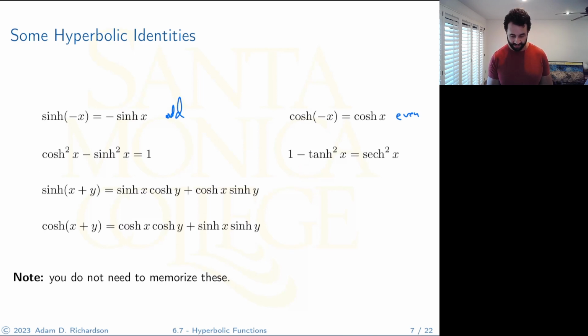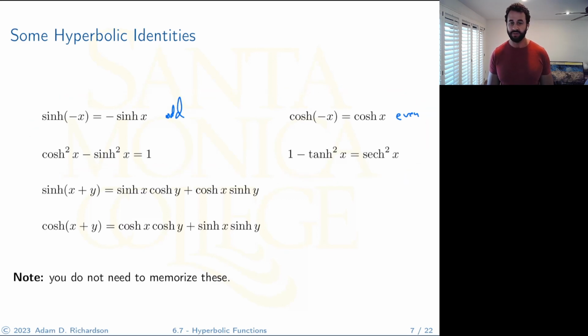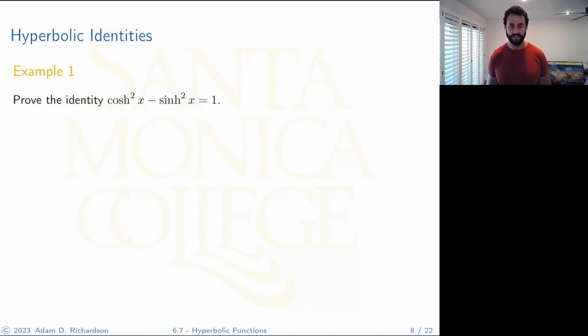And then you also have these angle sum formulas right here, angle sum formulas for sinh and cosh. Like I said, you do not need to memorize these, although I will admit that these are kind of nice to recall, but you don't need to have them memorized. Okay, let's prove one of these identities. Let's prove the associated Pythagorean identity here. So we're going to prove this one.